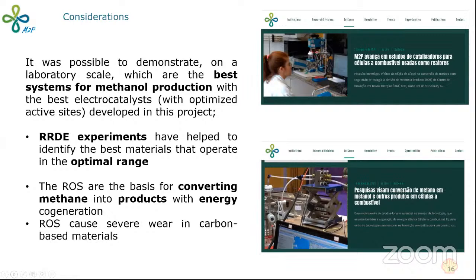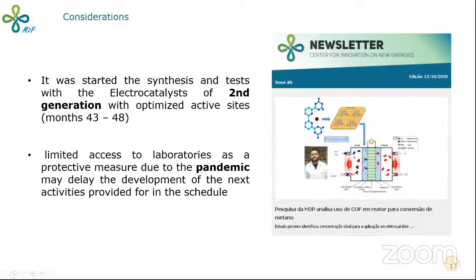Our RDE experiments have helped to identify the best materials that operate in the optimal range. Reactive species or radicals are the basis for converting methane into products with energy cogeneration. And this process is not only paradigmatic. These reactive species cause severe wear in carbon-based materials. So we have started proposing an improved second generation that deals better with these species, and we have advanced in our results despite limited access to laboratories due to the pandemic.